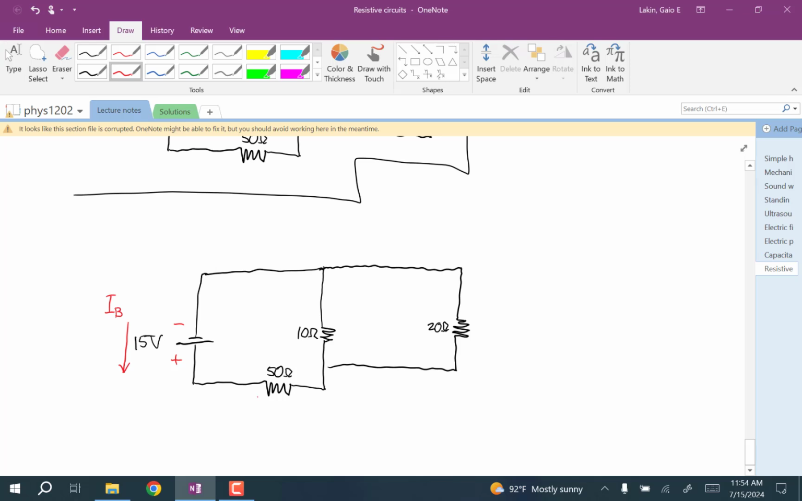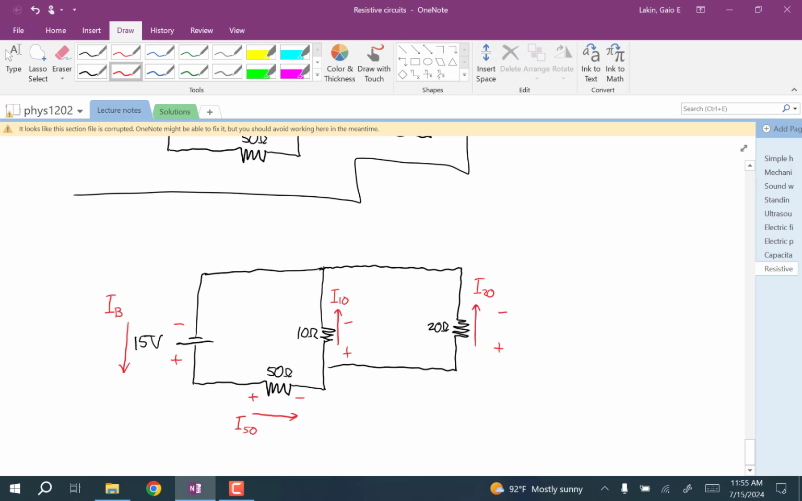Okay, so we have a direction and a polarity like this, and I'll call this I-50. It doesn't matter what you call these, you just have to keep them straight. And here it's going to be going up. This is our I-10, and our polarity is this way. And at the 20, it's going to be going up. So that's our I-20, and the polarity is this way.